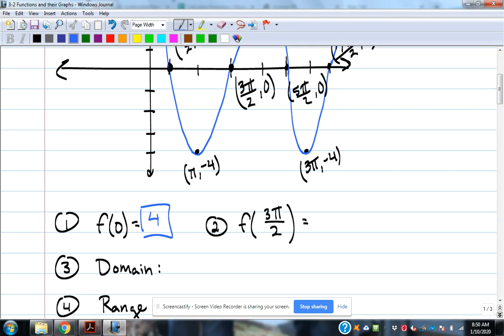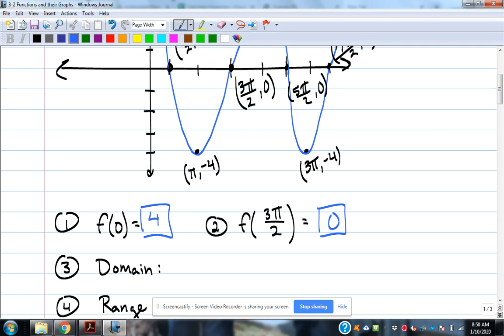So number 2, where is f of 3 pi over 2? 0. The y value that goes with that x value is 0. Okay, so whatever's in the function notation, that's x, and you're trying to find y out of that.